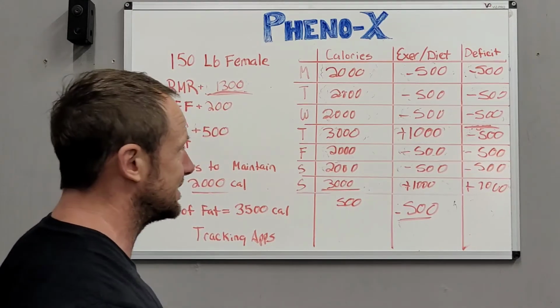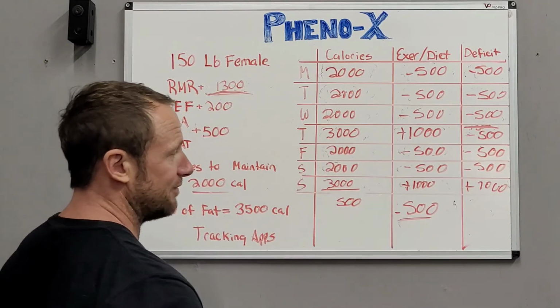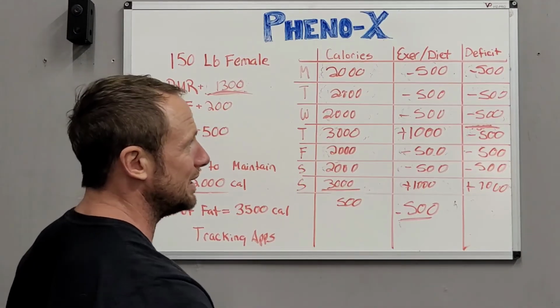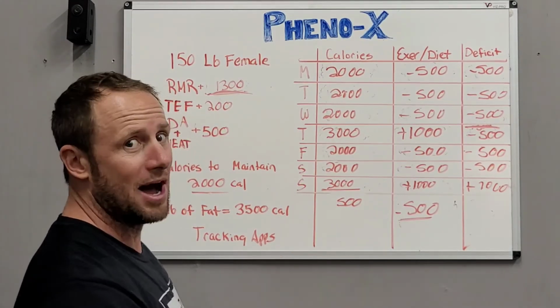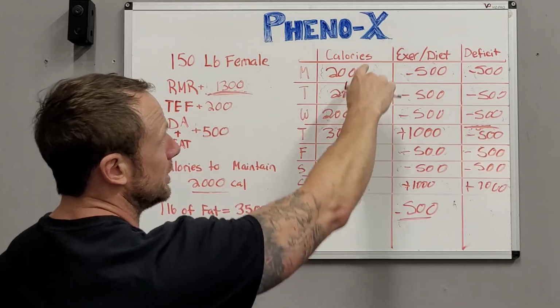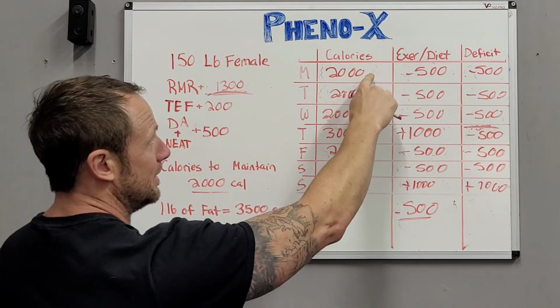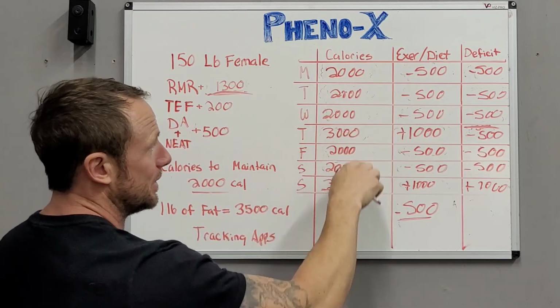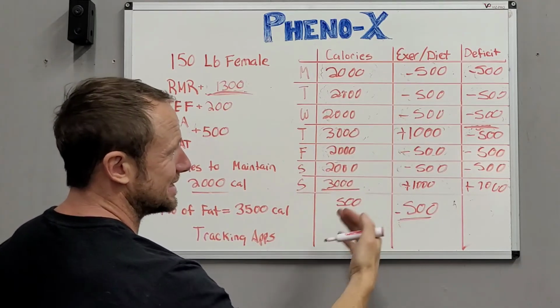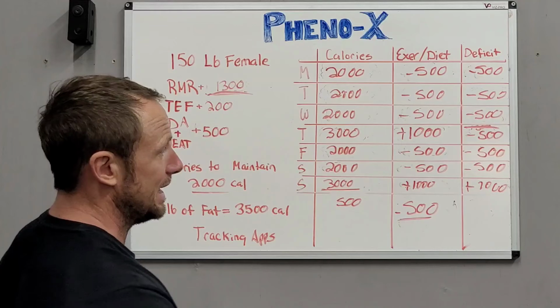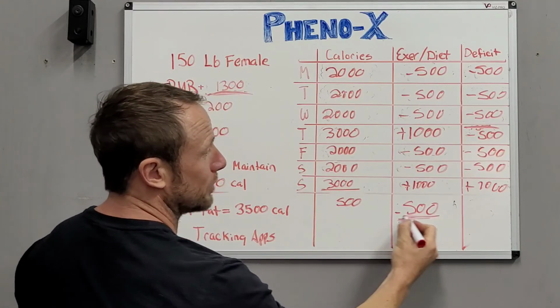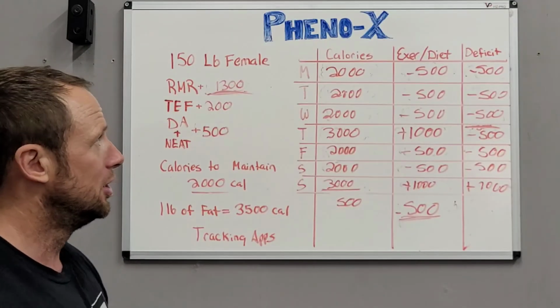If you did this consistently, at a 500 calorie deficit, it's going to take you 7 weeks to lose 1 pound. And a lot of people are doing this. It may not be in this exact way that I showed it. It may be some here, some here, some here. But as you can see, inconsistency equals really, really slow results, if any at all.